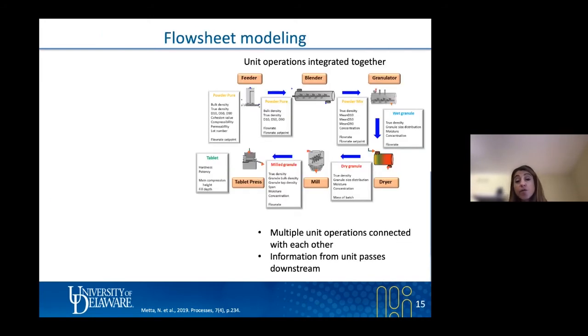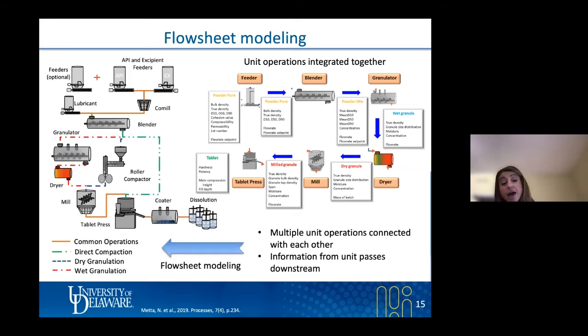So moving on, when you have the equations that describe the input-output relation for each individual unit operation, the next step in order to go to the digital twin is to bring all those units together and develop the flow sheet model that goes from the set of input materials to the final products and captures all the different changes that you see within each unit operation.